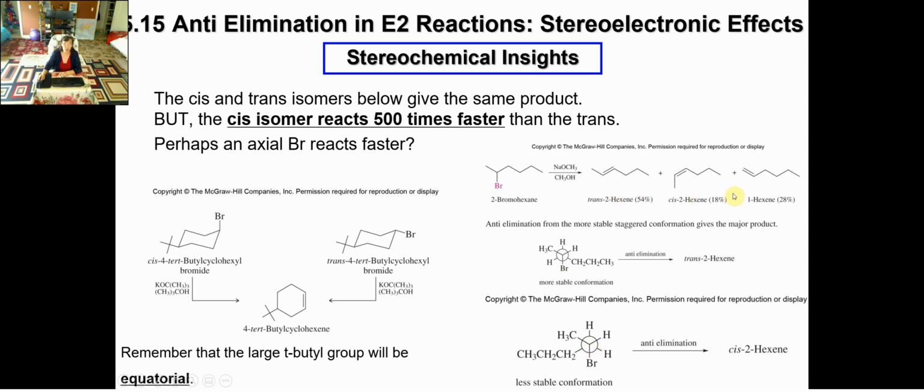They produce different products. Ask yourself which one is more favorable. Again, cis is less favorable than trans. So the more substituted is favored over the less substituted. So trans is the most dominating, followed by cis, and followed by the less substituted one.